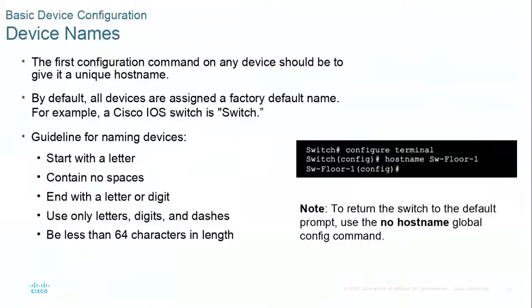Okay, let's look at some basic device configuration. So let's look at device names. The default device name for a switch is switch. The default device name for a router is router. We're going to look at switches right now. The very first thing that you do when you configure a device should be give it a unique host name. We'll probably change our switch to S1, for example, in the first lab. By default, all devices get a factory default name. Switches are switches, routers are routers. So here are the rules for this naming.